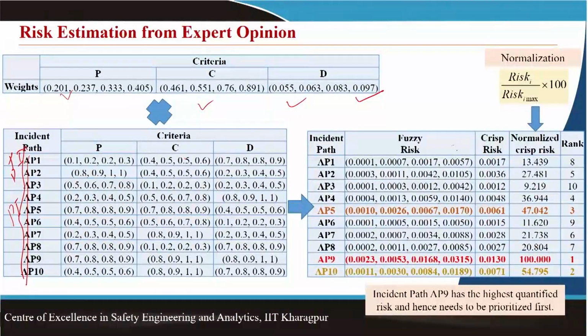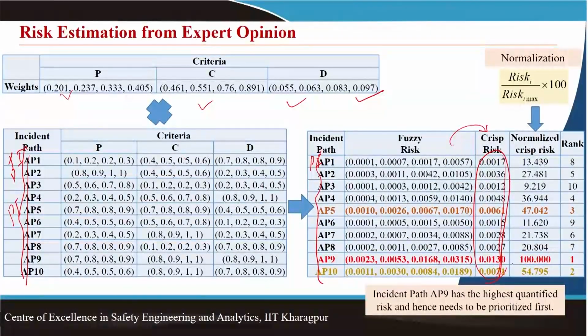Now again, this trapezoidal fuzzy number, if you want to compare, it will be difficult for you to compare. You have to convert into a Cripps number using the formula already shown to you earlier. So using this formula you do it. Now what you are finding out is the Cripps risk values for each of the PIPs. You are getting it.